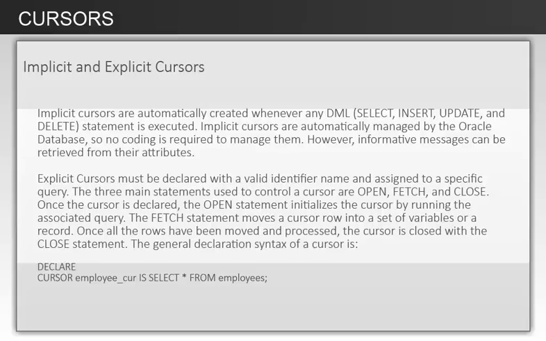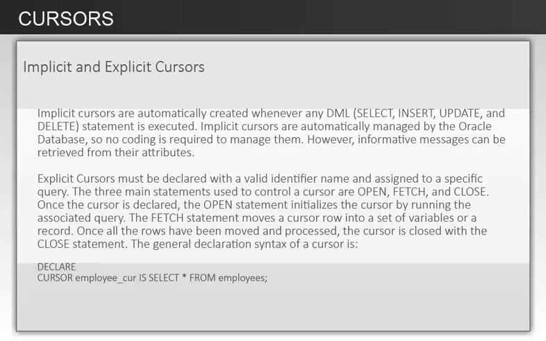Explicit cursors. Explicit cursors must be declared with a valid identifier name and assigned to a specific query. The three main statements used to control a cursor are OPEN, FETCH, and CLOSE. Once the cursor is declared, the OPEN statement initializes the cursor by running the associated query. The FETCH statement moves a cursor row into a set of variables or a record. Once all the rows have been moved and processed, the cursor is closed with the CLOSE statement.